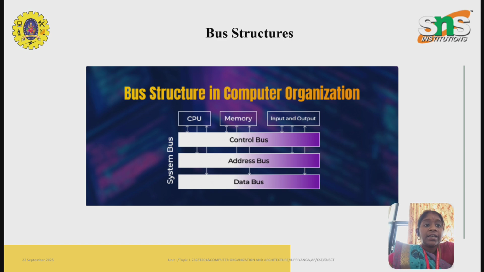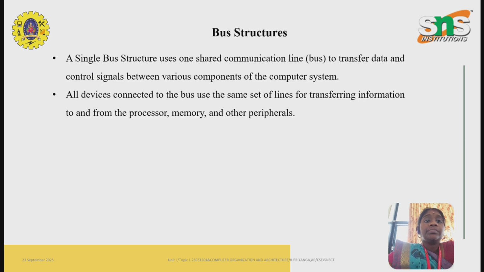Here we see the diagram of the computer organization, that is the bus structure. First we have the CPU, memory and input-output devices. In this system bus, the control bus, address bus and data bus are all connected to the processor. This is the diagram of the bus structure.